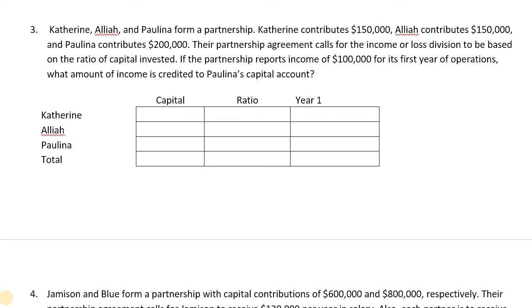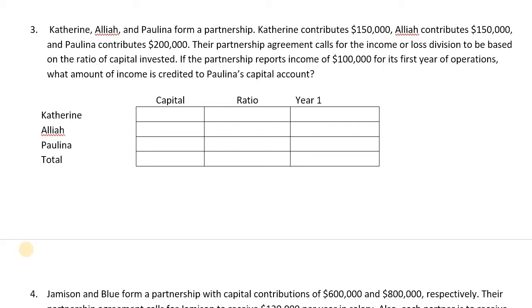We're going to look at exercise 3. Catherine, Aaliyah, and Paulina formed a partnership. Catherine put in $150,000. Aaliyah put in $150,000, and Paulina contributed a whopping $200,000. Their partnership agreement calls for income or loss division to be based on the ratio of capital invested, and the partnership reported income of $100,000. So how are we going to divide it up?